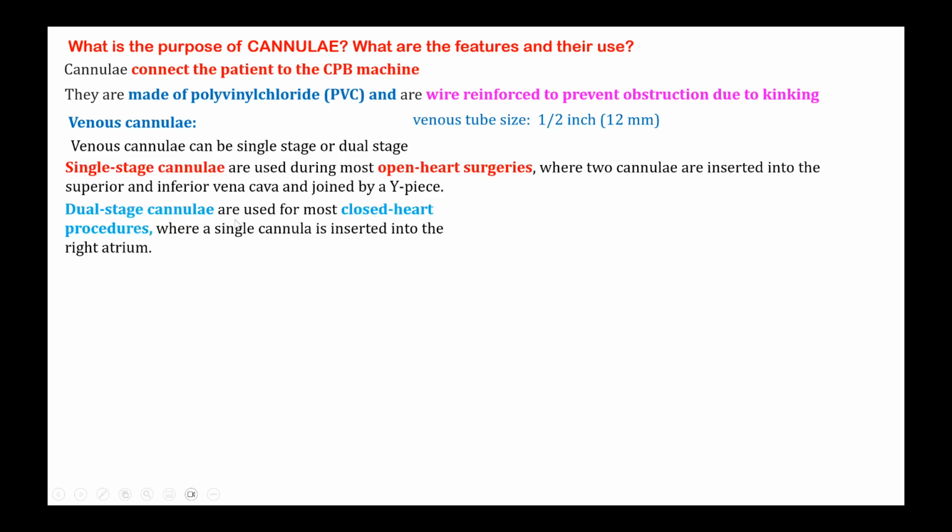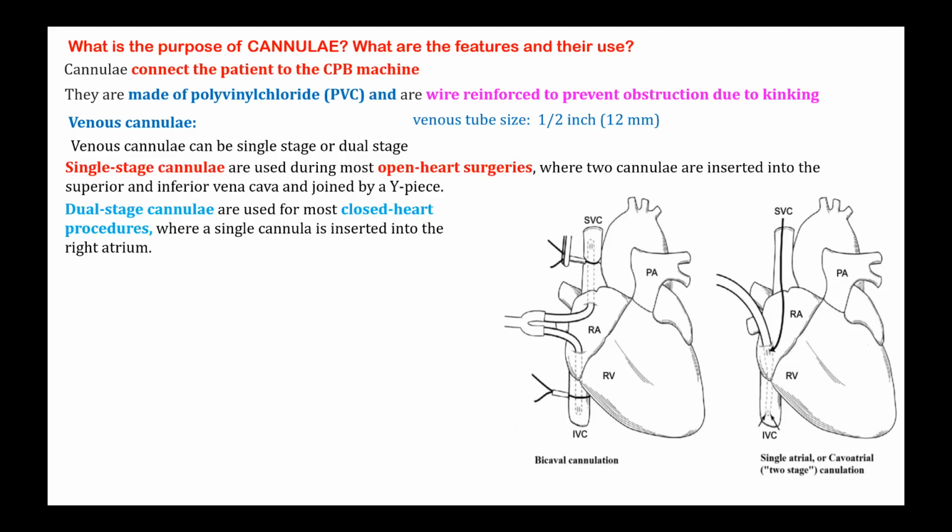Whereas dual stage cannulae are used mostly for closed heart procedures where a single cannula is inserted into the right atrium. So this is the picture to show that you can see this is the bicaval cannulation or the single stage cannulation where the SVC and IVC are drained through two tubes and then connected to a single Y-piece. Whereas in a dual stage cannula, you have only one going to the IVC.